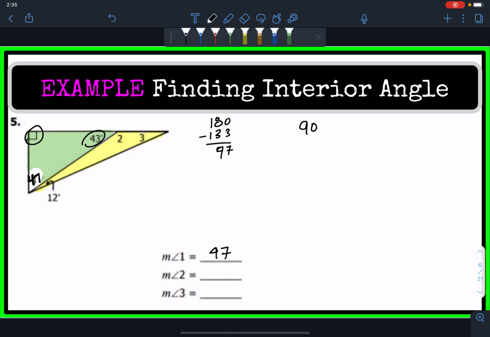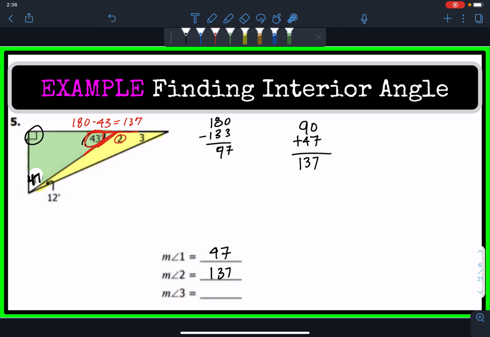So 90 plus 47 is equal to 137. So that's the measurement of angle number 2, 137. Now the other way I could figure out that number 137 is by using again my linear pair. Since these two angles, angle 2 and angle 43, are an example of a linear pair, if I get 180 and subtract the 43, that's equal to 137, which again is the measure this has to equal in order for these two angles to add up to 180 degrees.